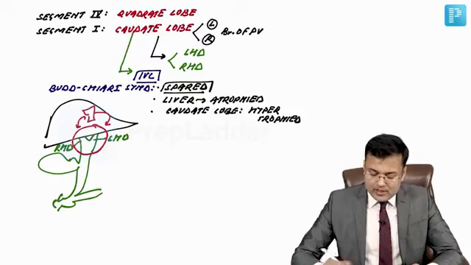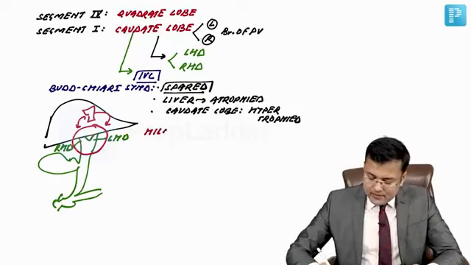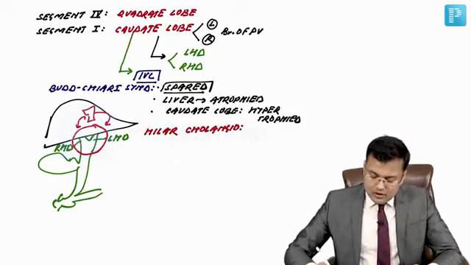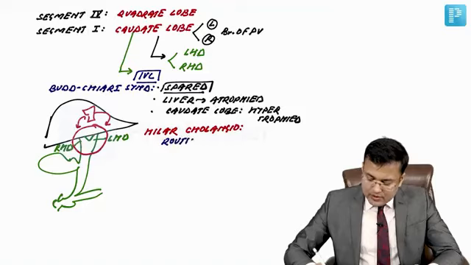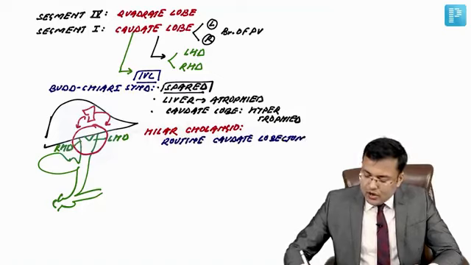So another important point, in hilar cholangiocarcinoma, we go for routine caudate lobectomy. These are the important points related to caudate lobe.